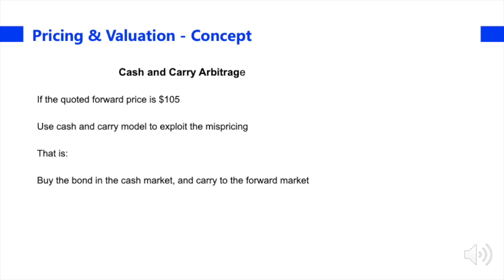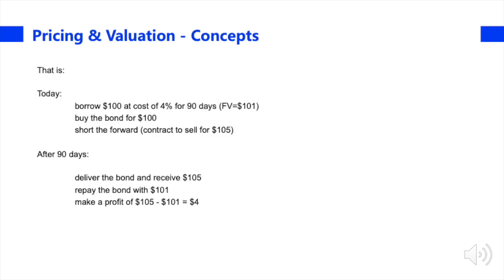So, we use cash and carry arbitrage. What does that mean? Well, we're going to buy the bond in the spot market and then carry it forward and sell that bond in the forward market in 90 days' time. Now we know the spot price today is $100. So we'll get the funds by borrowing those $100 at the risk-free rate of 4% for 90 days. Now we already know by the calculations we've done that that loan would then be worth $101, which we will have to repay in 90 days.